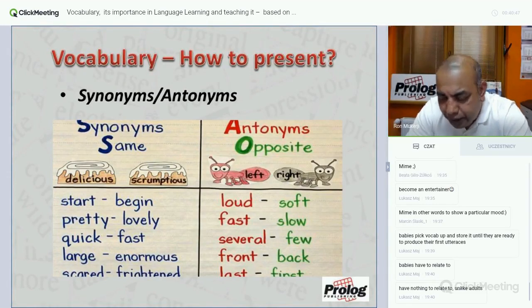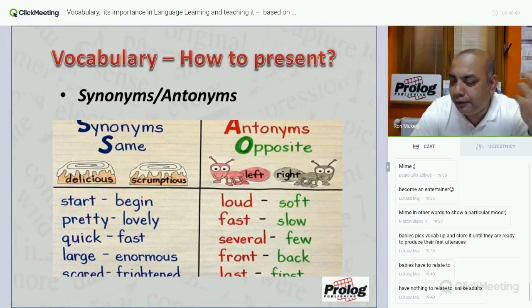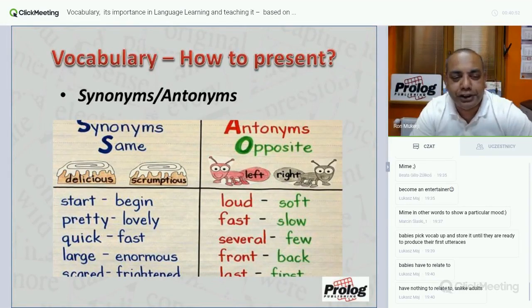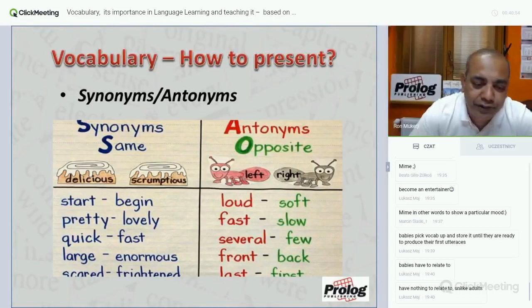Yeah, that's the point I was making, Mukesh. Babies have nothing to relate to. You have the interference of your first language. Good. That's what I was trying to say there.